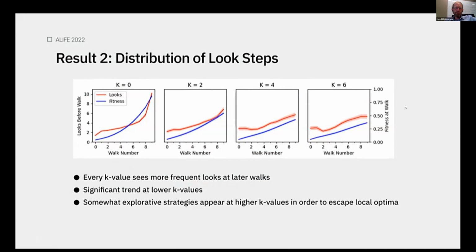So what we can see from this is that at lower K-valued landscapes, such as K equals 0, we end up having very high numbers of looks at later walk steps as it tries to find the peak of the landscape, since K equals 0 landscapes are quite simple. Whereas when we reach more difficult landscapes, such as K equals 4 and K equals 6, we see the look steps be more distributed through life, as it's not as beneficial to use a purely exploitative strategy even at later steps in life once the landscape becomes more difficult.